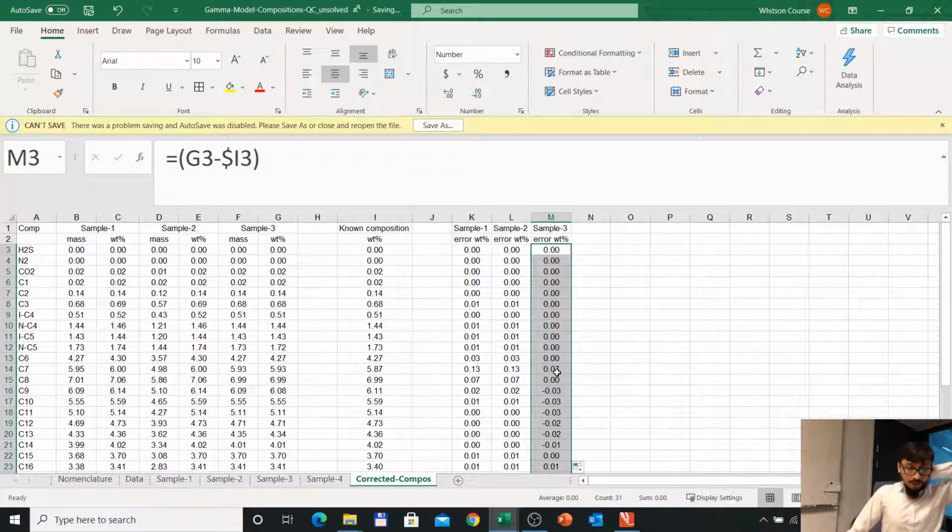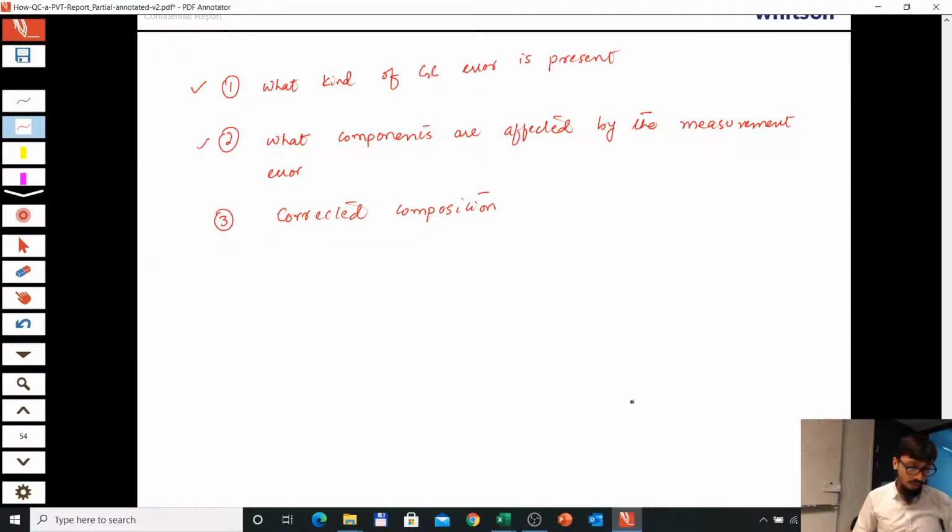So this was a good exercise to give you an idea that with this workflow, it's not just a matter of finding what the problem is, but also correcting the problem so that you can use the corrected composition for your calculations.